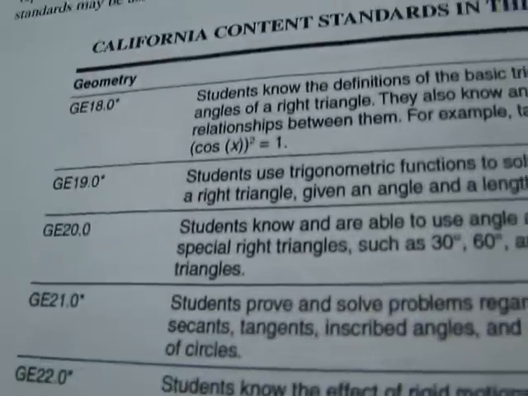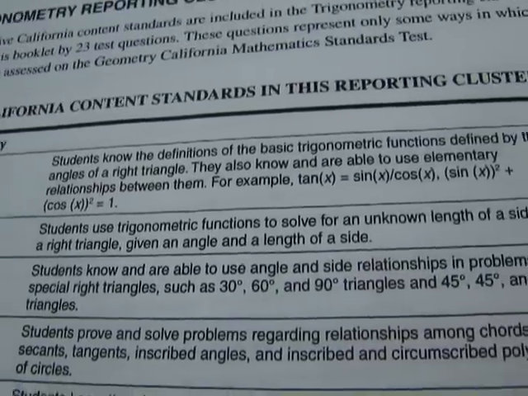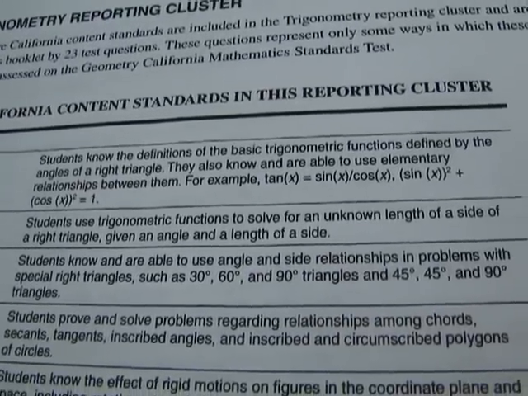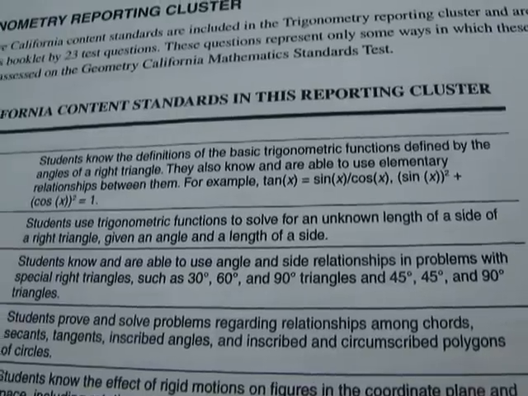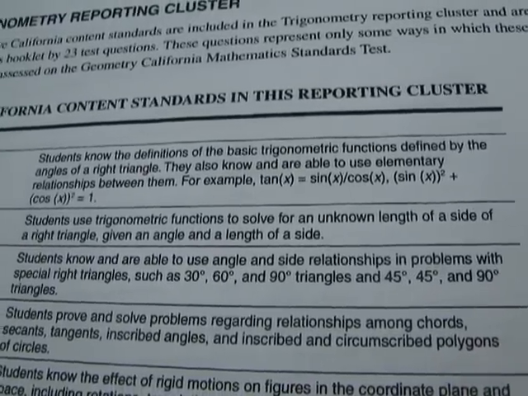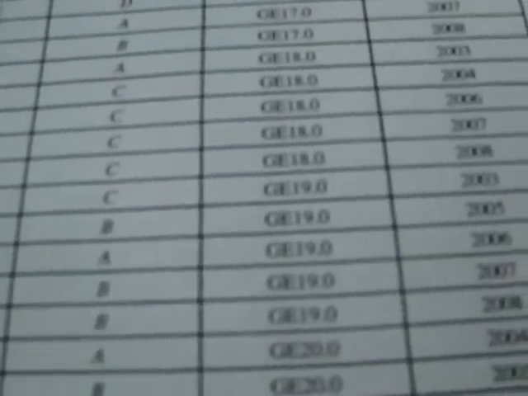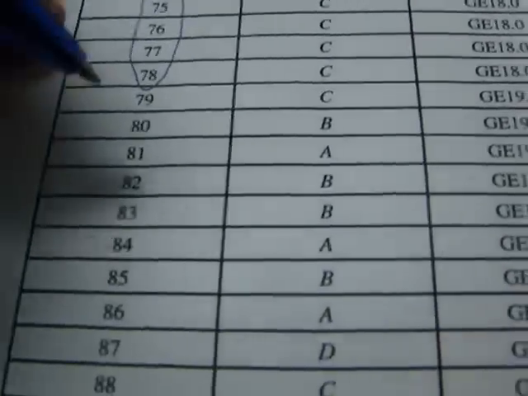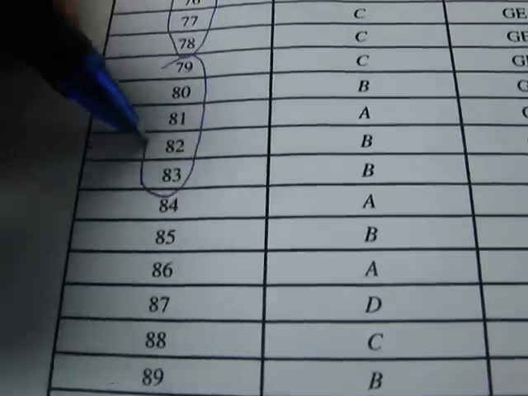Hi, and welcome to Standard 19. In Standard 19, we're going to use trigonometry to solve for side length. Let's read the standard. Standard 19: students use trigonometric functions to solve for an unknown length of a side of a right triangle, given an angle and a length of a side. The problems associated with Standard 19 are from 79 down to 83. So those are the problems we'll be doing right now.